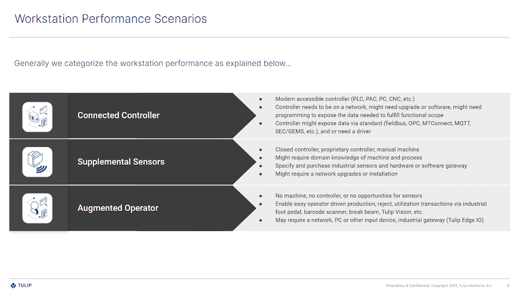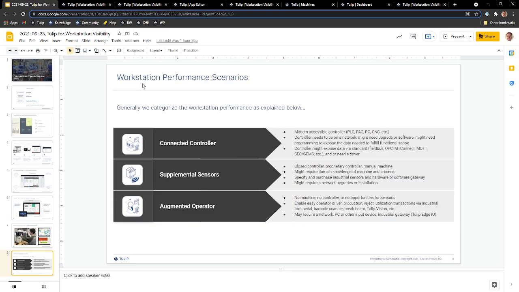So we're looking at this discussion of workstation performance and how Tulip can be applied to obtain visibility, and also some metric calculations related to workstation performance. And next, we'll go to some demonstration solutions that illustrate this.